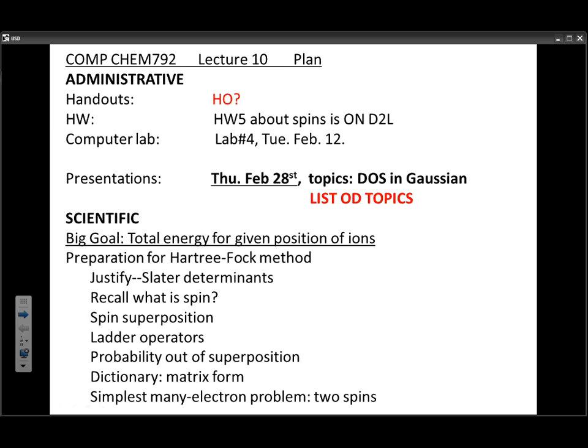So we are going forward in our course, and there will be a little administrative introduction to remember what we should do, what we have done, and then we will continue the scientific part for describing electronic structure.